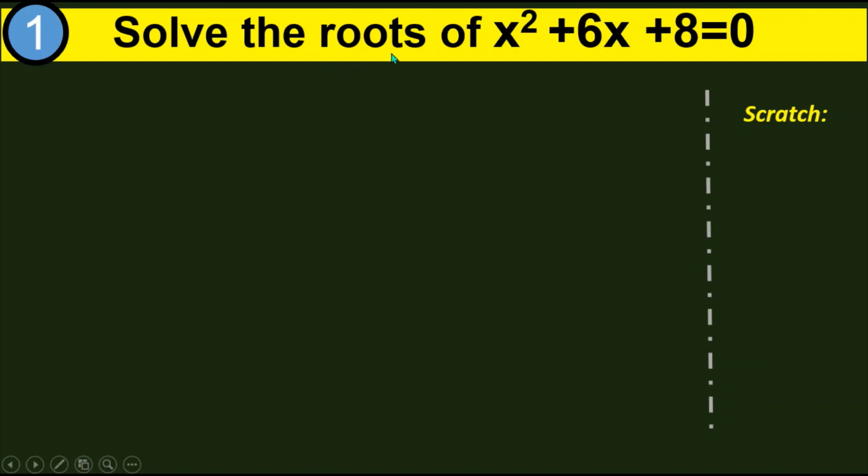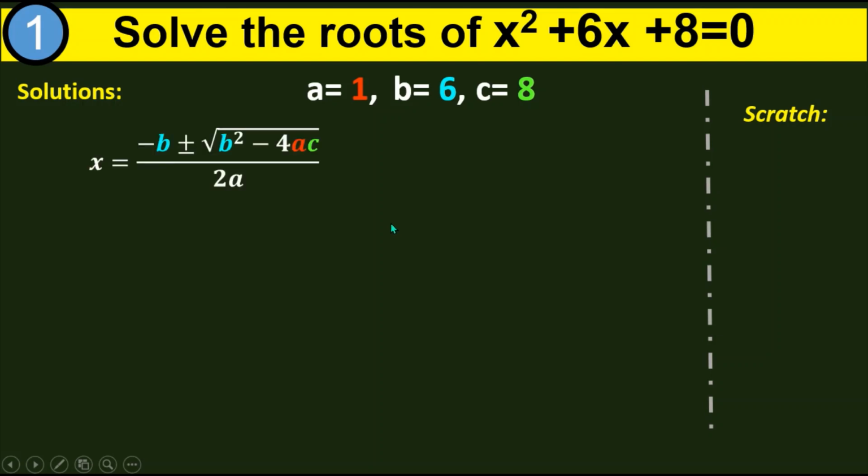Solve the roots of x squared plus 6x plus 8 equals 0. Let us observe the given. Since ang given natin ay naka-general form, let us get the values of a, b, and c. Here, a is equal to 1, b is equal to 6, and c is equal to positive 8. So, we have this formula again.